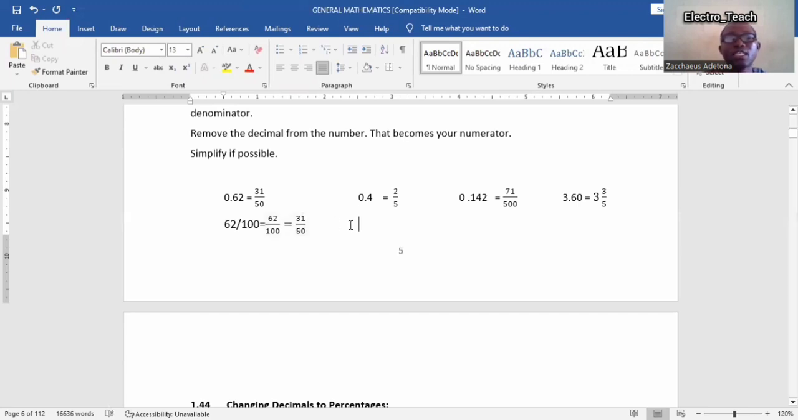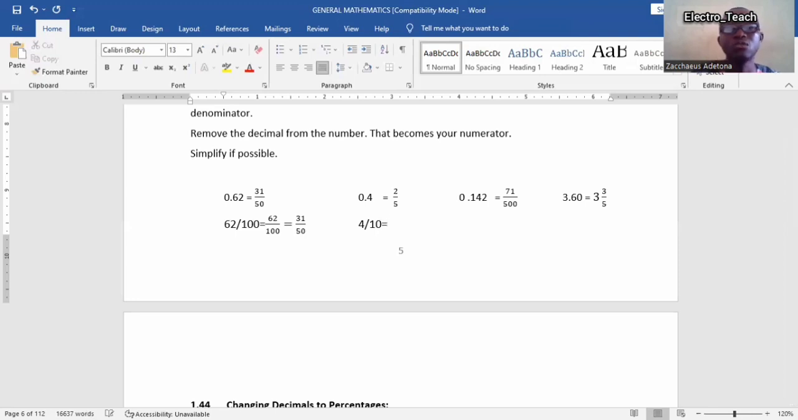Now let's look at the other example, 0.4. You look at the number. There's no figure before the decimal, it's 0. So the answer is going to be a proper fraction. Starting from the decimal point, how many digits do we have? We have only 1. That is 4. That will be 4 over, then you represent the decimal point as 1, then you add a 0 to that. We have 4 over 10.